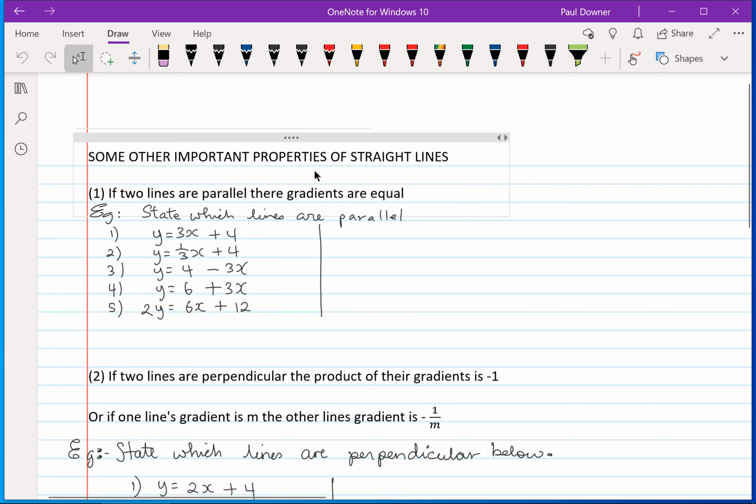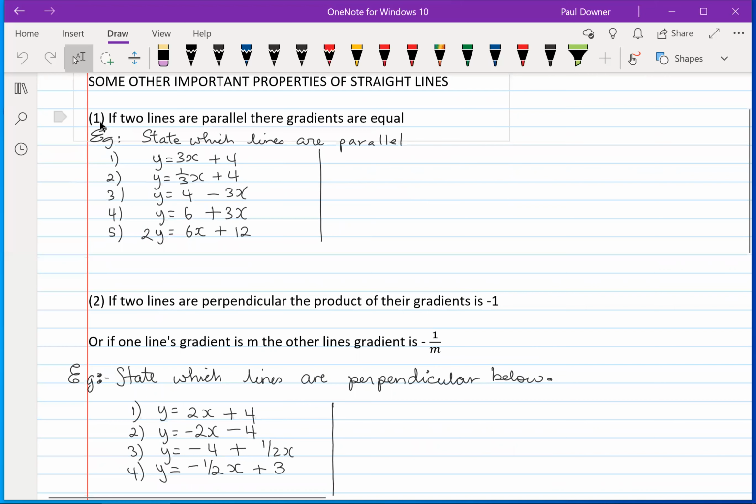Now, what are some other important properties of straight lines you guys need to be aware of? Well, the first one that I want to highlight is this one. If two lines are parallel, then their gradients are equal. Okay? If two lines are parallel, their gradients are equal. Now, y equal to mx plus c, right? So if two lines are parallel, then this value here must be the same. Those values there must be the same.